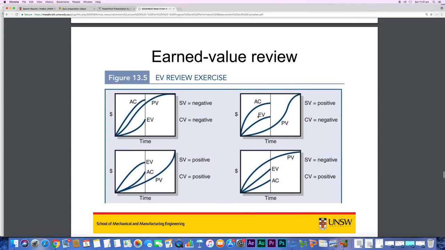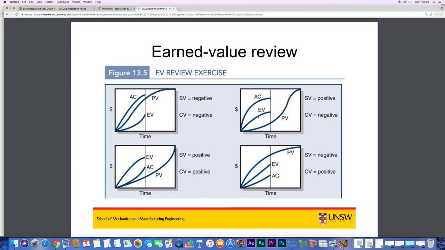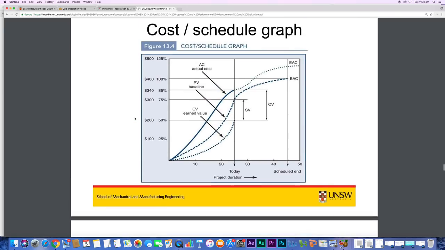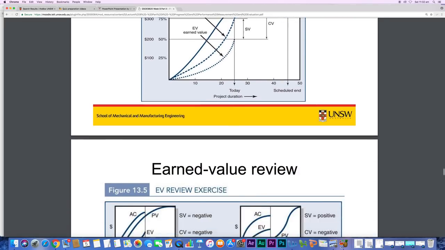If we continue to the next slide, that picture is also in your textbook, figure 13.5, earned value review exercise. You can see four possibilities. In the first one, actual cost is more than earned value and planned value is more than earned value. So both variances are negative because earned value is at the bottom. That's exactly like the one before.